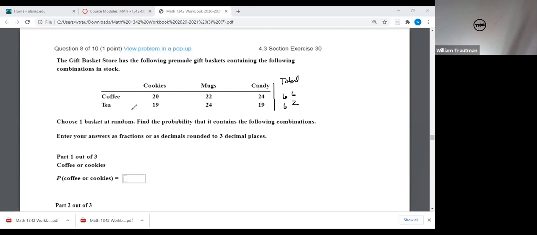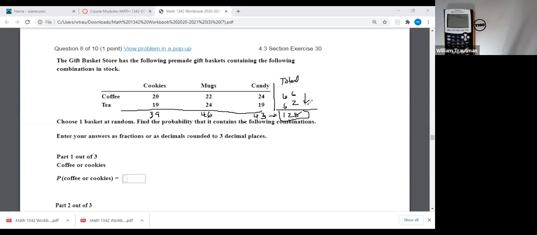If I go down, there should be 128 altogether when I add those two up. This is 39, this is 46, and this is 43. When I add all those up, 89, 89, and 41, 28. Yep, when I add them across this way, that adds up to 128 also. Okay, so we put all our totals going across and going down in there. So let's answer some questions.